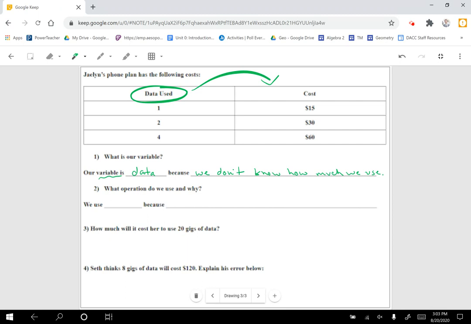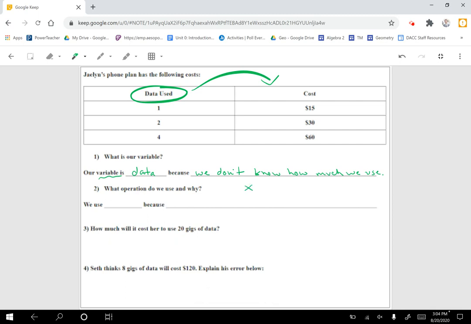And we do know the cost, right? It's telling us the cost per gig of data. So we're seeing, okay, 1 gig is $15, 2 gigs is $30. So it costs $15 per gig. We know that. We know the cost. We just don't know yet how much we are using. The next question, again, important to think about: what operation are we using?